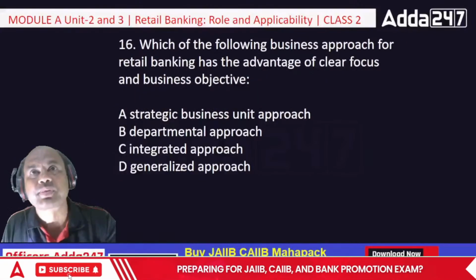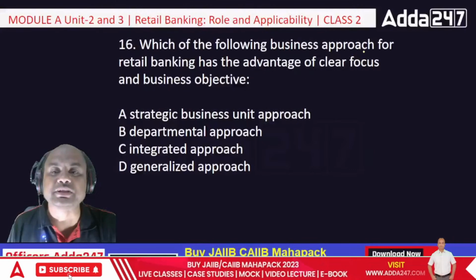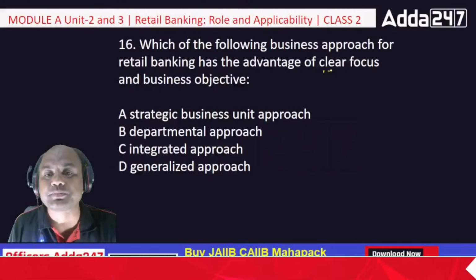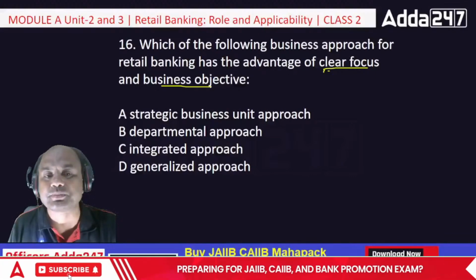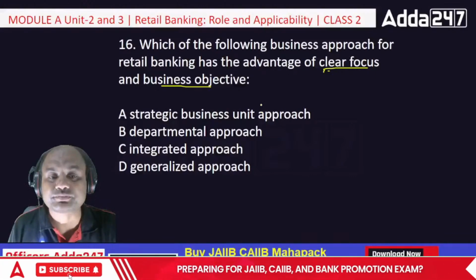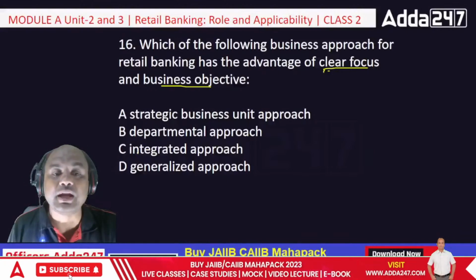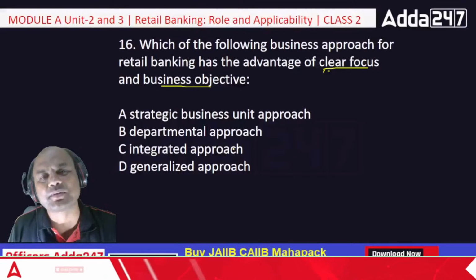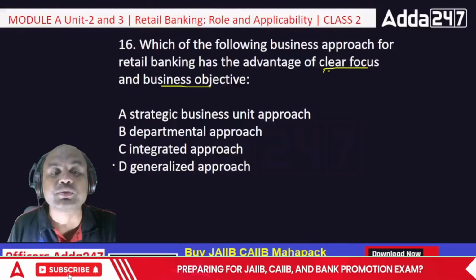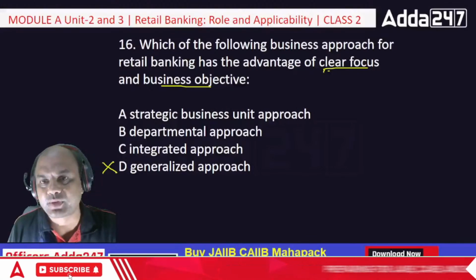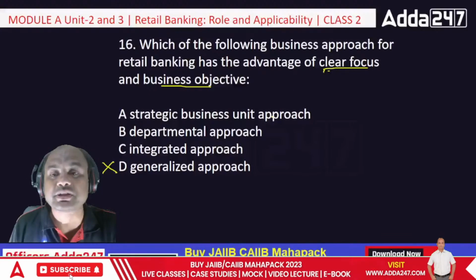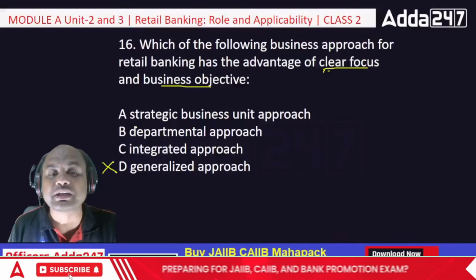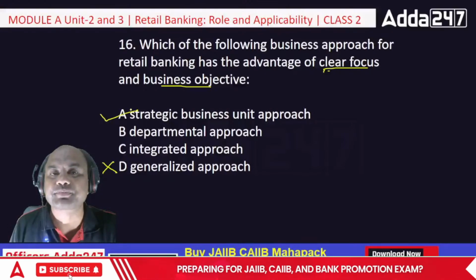So the answer is A to C all. Okay. Which of the following business approach for retail banking has advantage of clear focus and business objective? Clear focus and business objective. So SBO, departmental, integrated and generalized. There is nothing called a generalized approach. Generalized approach is a general word. It is to confuse you. So this is out. Okay. SBO approach. See here, clear focus and business objective. So this is always there in SBO approach.